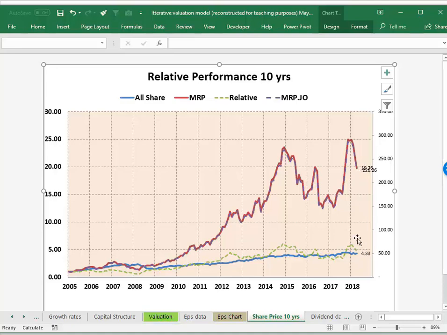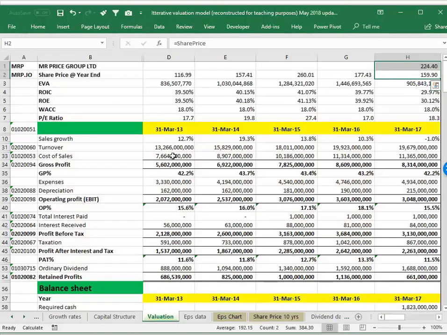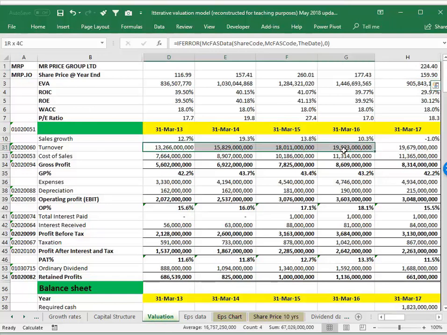This suggests to me that Mr. Price has outperformed the all-share index substantially, and would have proven to be a fantastic investment historically. But of course, history is history. If you weren't invested, you lost out. What we're interested in is what's likely to happen in the future. And the best we can do in predicting the future is to ask ourselves, well, what's happened in the past, and are we able to use that as some sort of trajectory into the future?